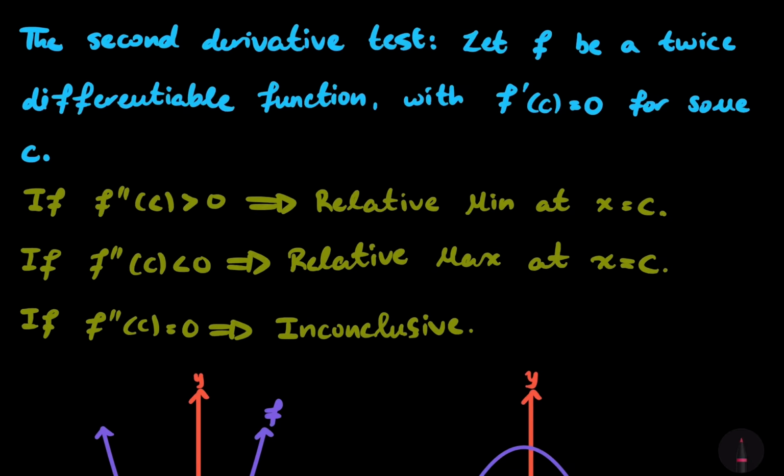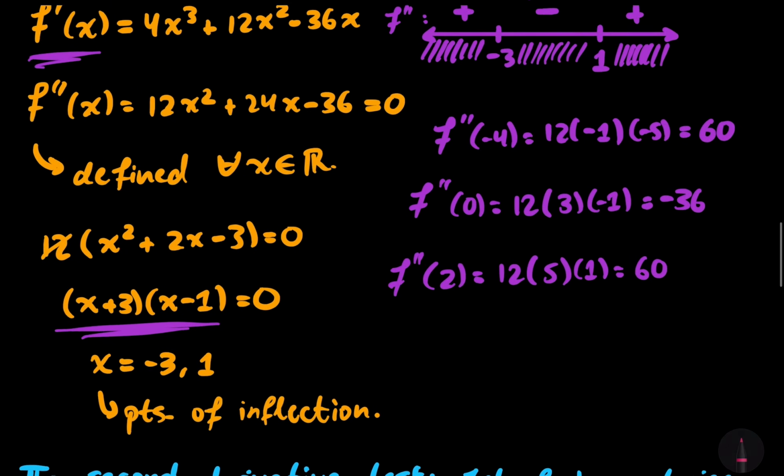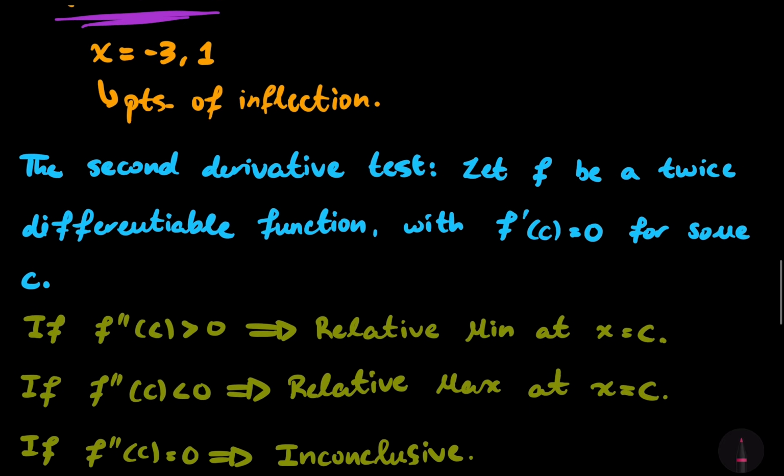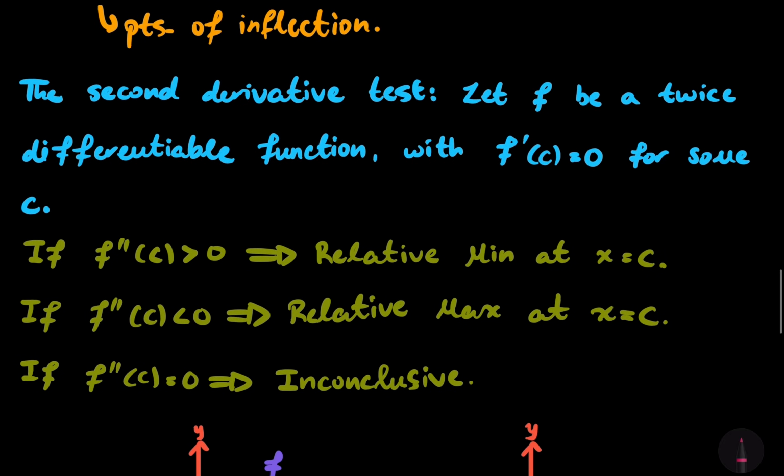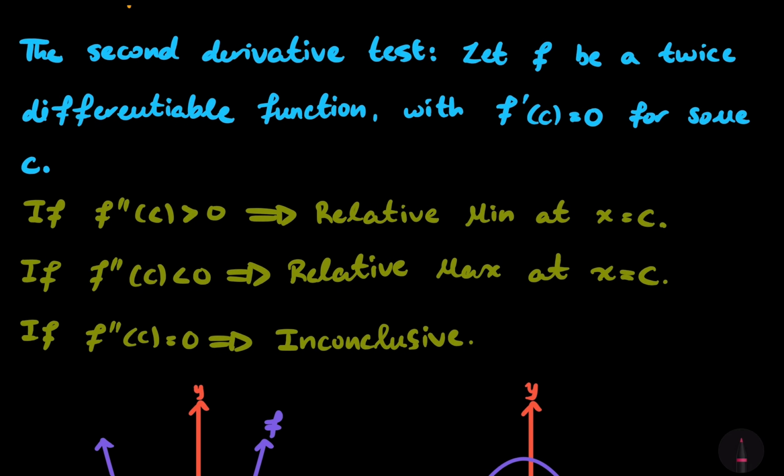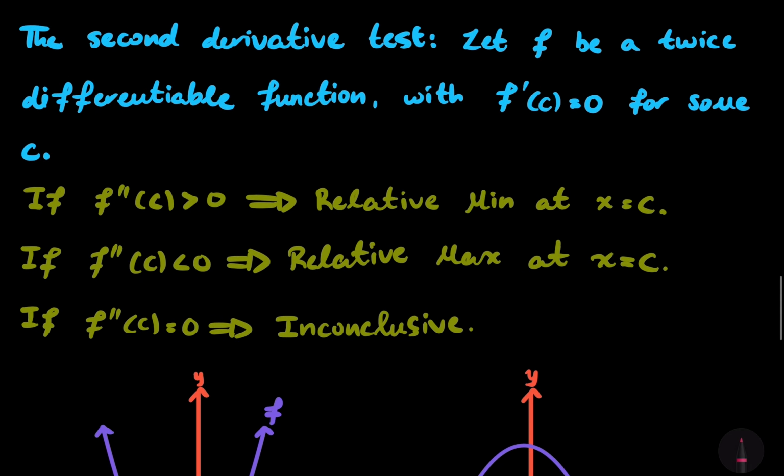So in today's video, we're going to go ahead and discuss the second derivative test. Previously we discussed points of inflection and concavity, and now we're going to actually apply these concepts in order to use the second derivative test to determine global or relative extrema. And so let's go ahead and do that.